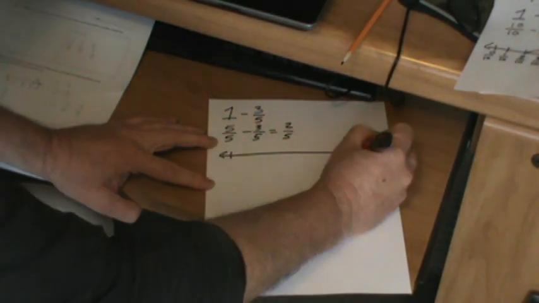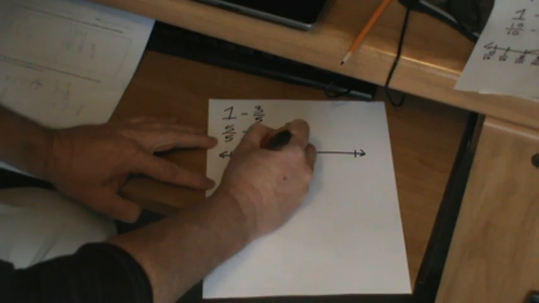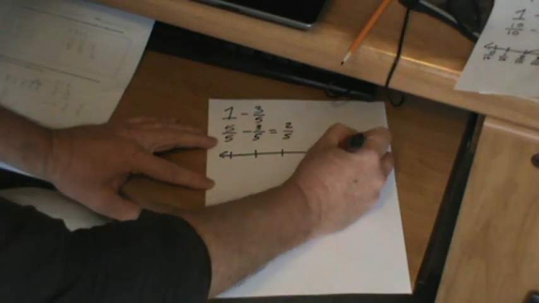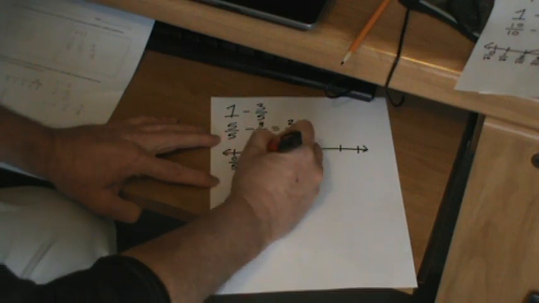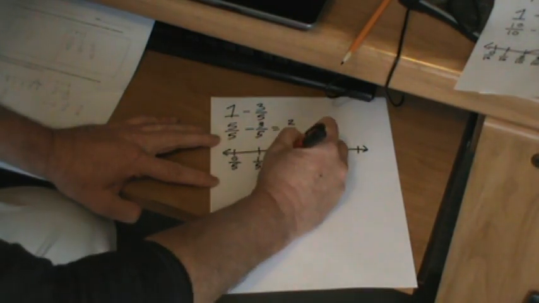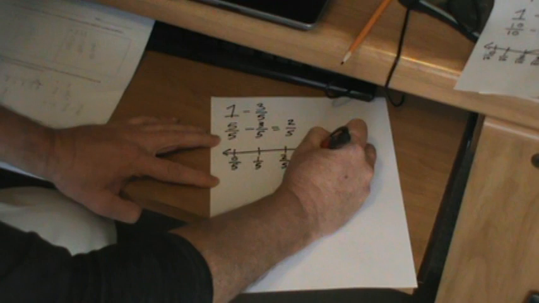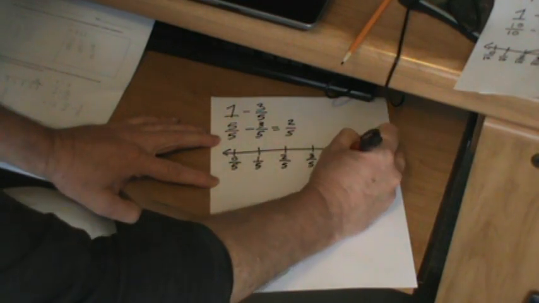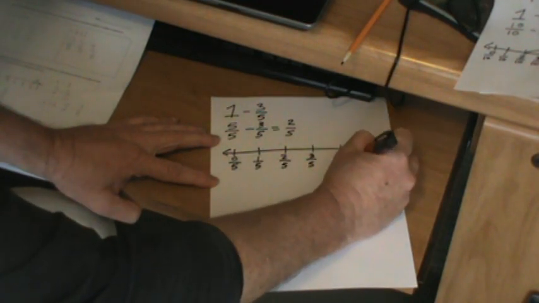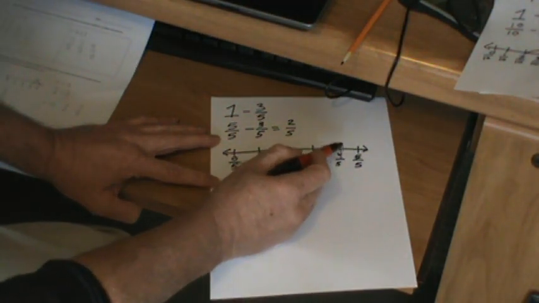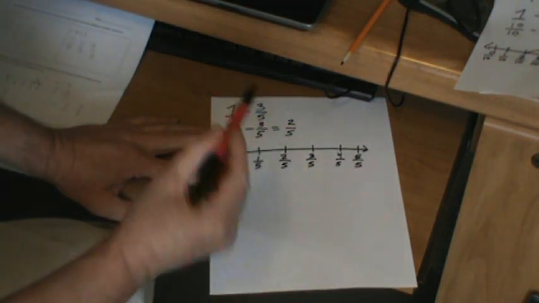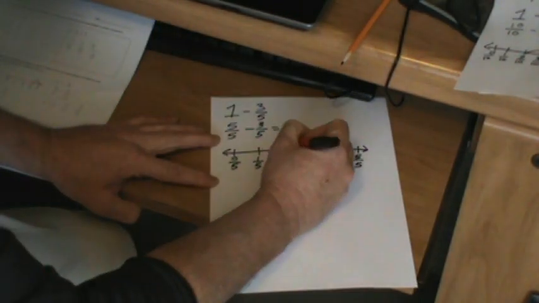We have 0 and 1. So 0/5, 1/5, 2/5, 3/5, 4/5, and 5/5. I'm going to label these 0/5, 1/5, 2/5, 3/5, 4/5, and 5/5. Now, in the subtraction realm, we started out with 5/5, and we minus 1, 2, 3. We got 2/5, but now we're going to do addition to prove ourselves correct.